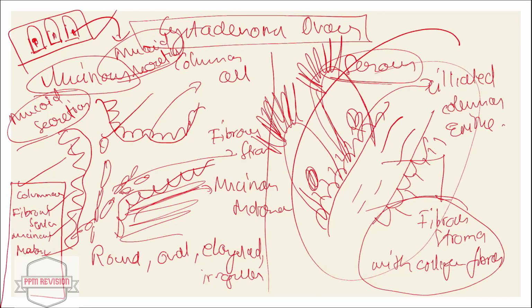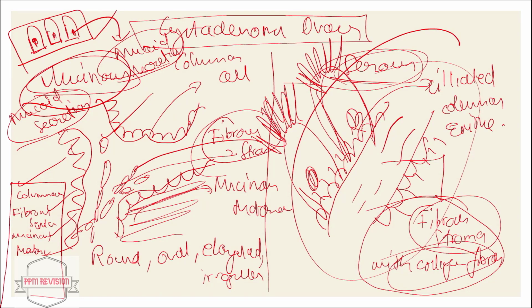Moving ahead, we have the cystadenoma of the ovary. This is also a simple diagram. There's mucinous as well as serous. In serous, there are huge columnar cells, and in between there is fibrous stroma with collagen fibers. Here also there is fibrous stroma, and here a mucinous space can be seen.